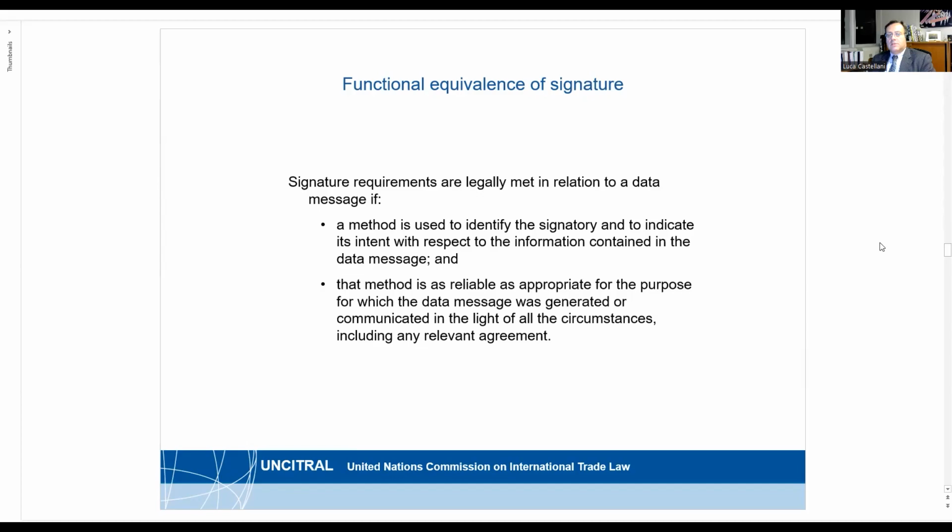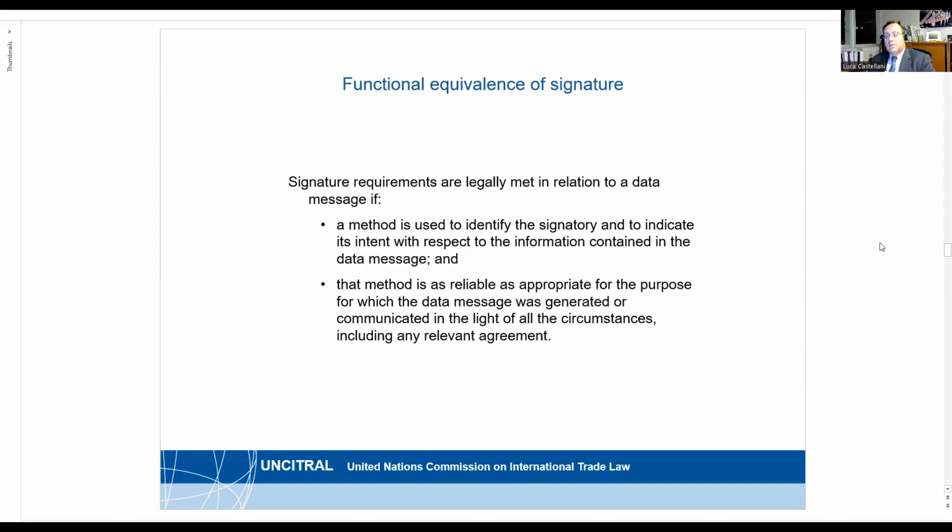If we look at how to transpose these signatures online, then the rule that we have in UNCITRAL says that whenever the law requires a signature, that requirement is met if a method is used to identify the signatory and to indicate the intent with respect to the information contained in the data message. Now, we also require that this method is reliable, not just reliable in abstract, but reliable as appropriate for the purpose for which the data message was generated or communicated, in light of the various circumstances, but also of the agreement between the relevant parties, if there is one.